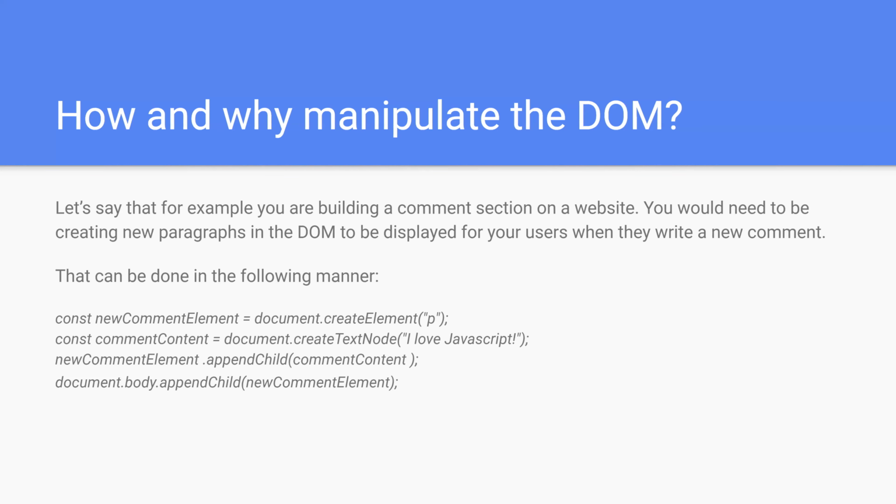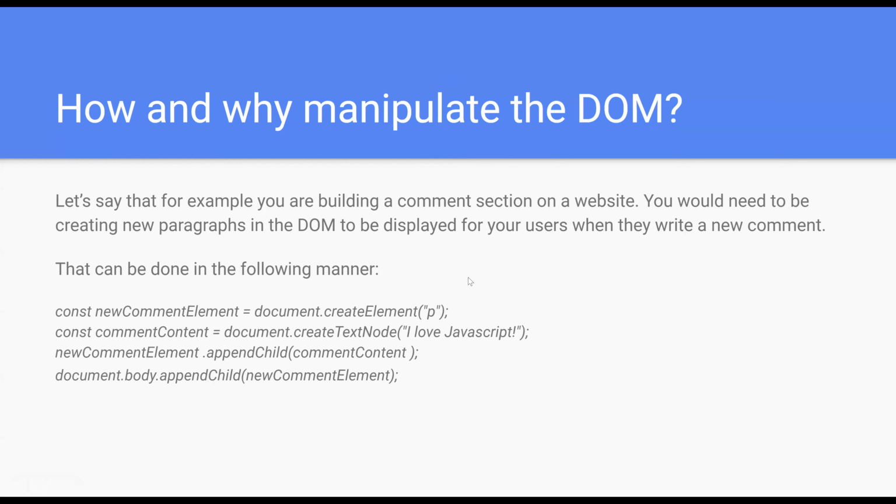We'll use our new comment element, and we'll append child to add the content to it. And finally, we'll append child again to add the whole new comment element that we just created to our body. Document.body being the body of our HTML. So basically, that is how we manipulate the DOM, by creating elements and changing them. There are multiple ways that we can change them.